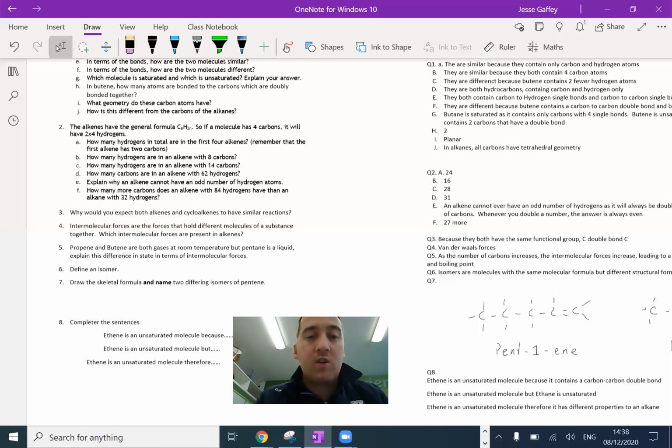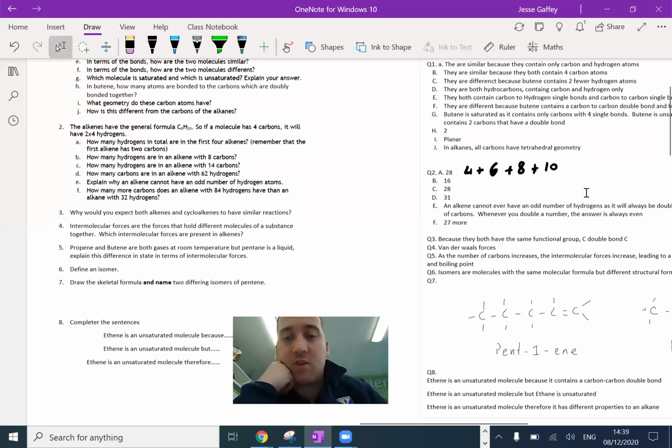To get the total number of hydrogens, for the 2 carbon alkene, it would be 2 times 2 is 4 hydrogens. So you're going to get 4 plus, for the 3 carbon alkene, 2 times 3 is 6 hydrogens. For the 4 carbon alkene, 2 times 4 is 8 hydrogens. And for the 5 carbon alkene, 2 times 5 is 10. So add them all. Oh, have I made a mistake? Just as well I checked. I think the answer here should be 28. Sorry, that's my fault. I'm just going to double check that.